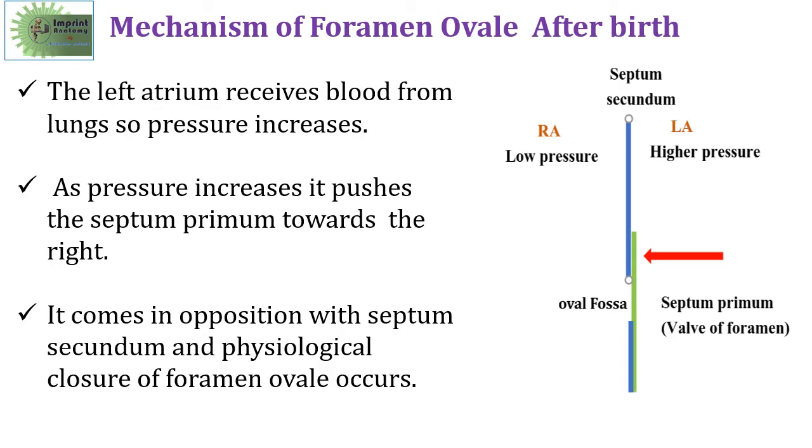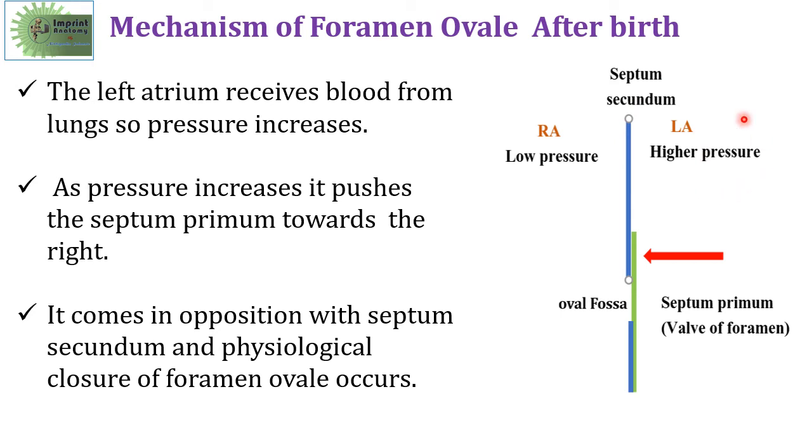After the birth, there is a physiological closure of the foramen ovale. Again, you can compare the previous picture and this picture. Again, a septum primum, septum secundum, a right atrium and the left atrium. After birth, a left atrium receives blood from the lungs.